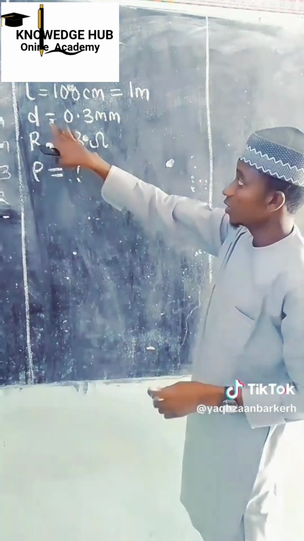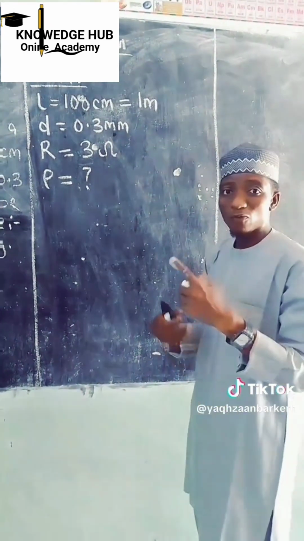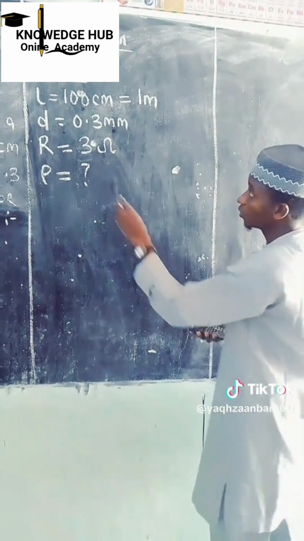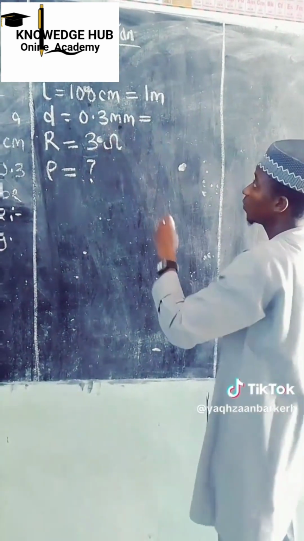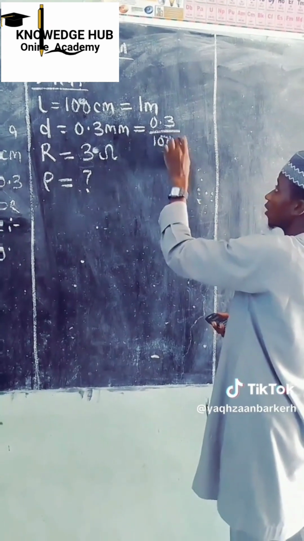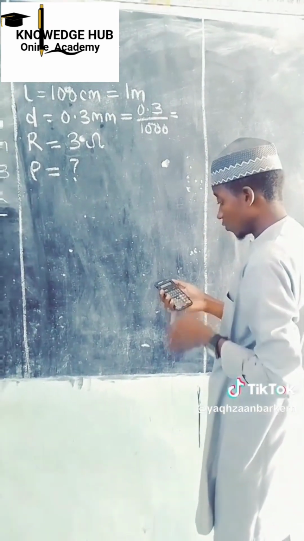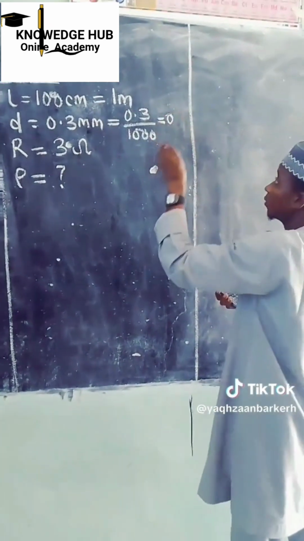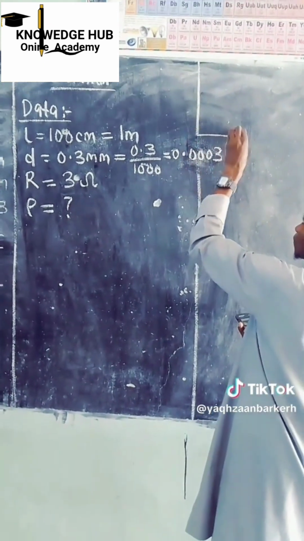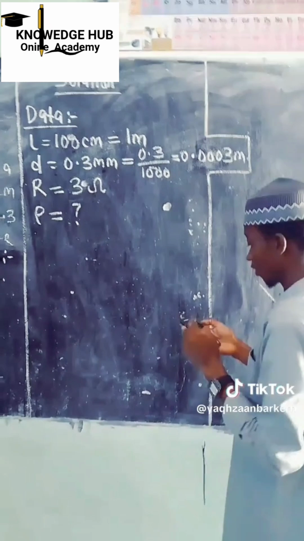Then the next one is diameter. Now our diameter is in millimeter. So the number that aka baka in millimeter and kana so ka converting shi into meter, you divide that number by 1000. So what we need to do now is we are going to divide this 0.3 by 1000. We are going to have 0.0003. So that's what we have in meter. So now we have 0.0003 meter.